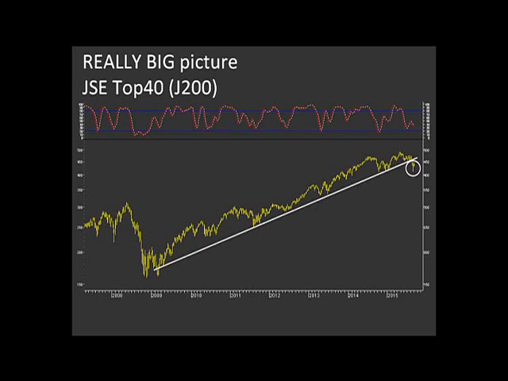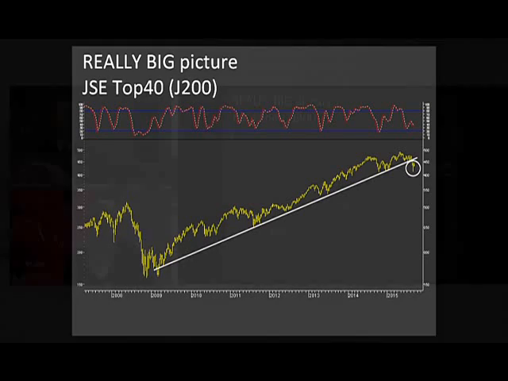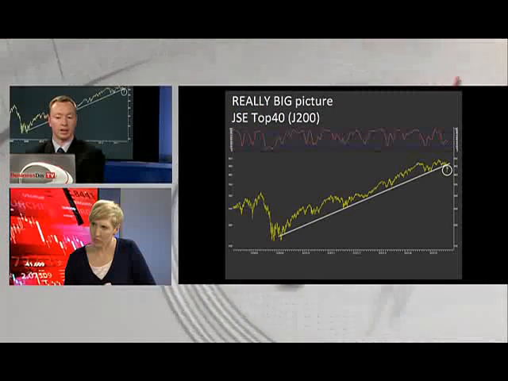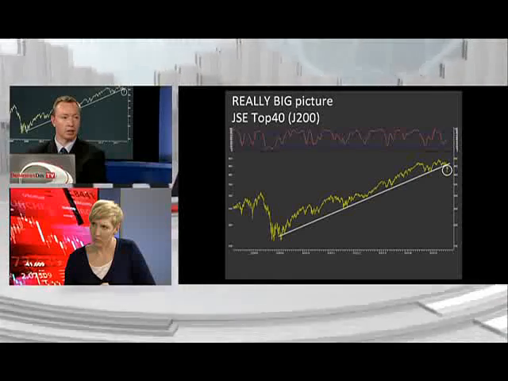So again, I think it's very key to see what happens next on this market. If we go up there and we fail and we reverse and turn lower, then I think there's even more substance to the suggestion that this bull market is actually over.